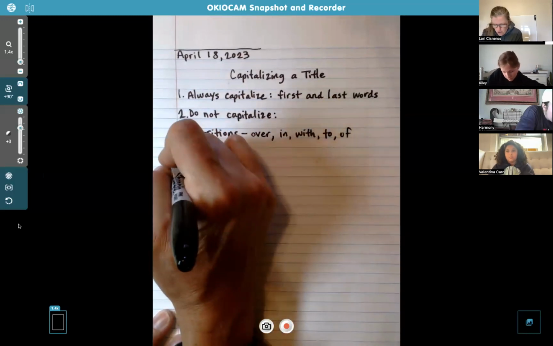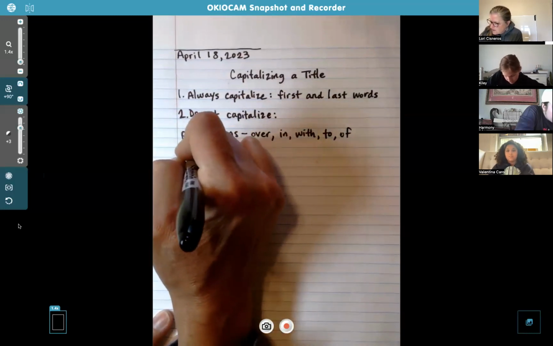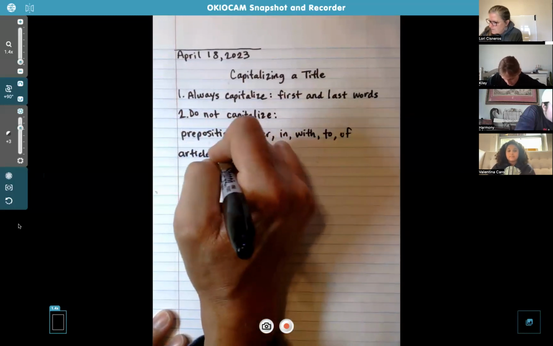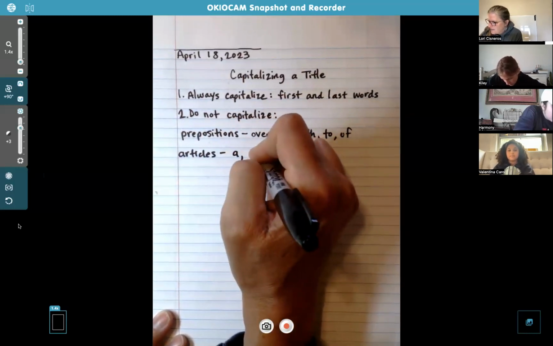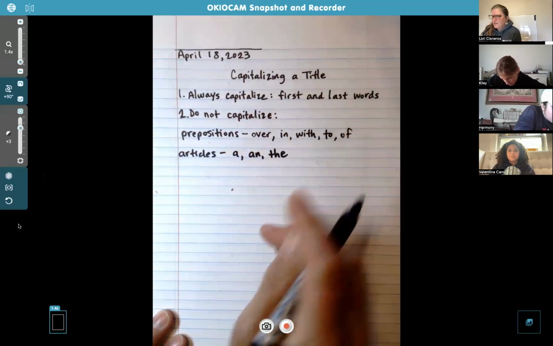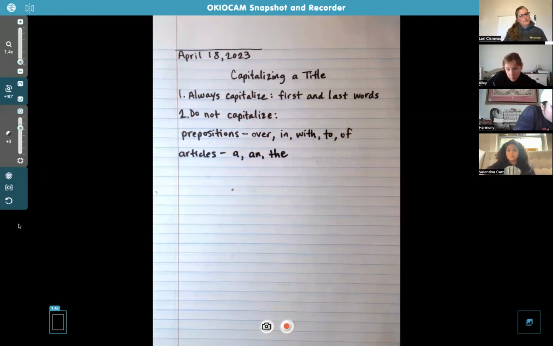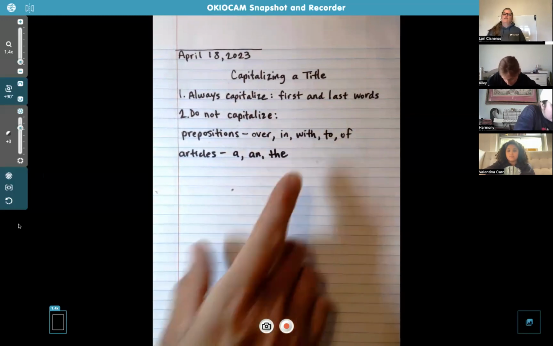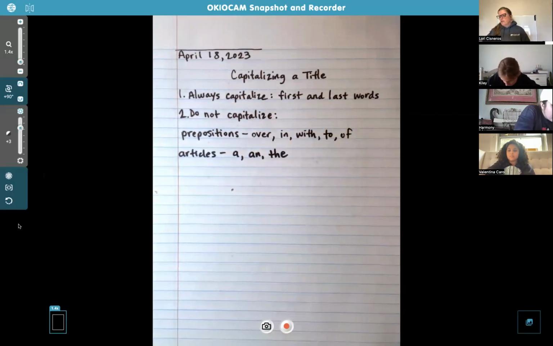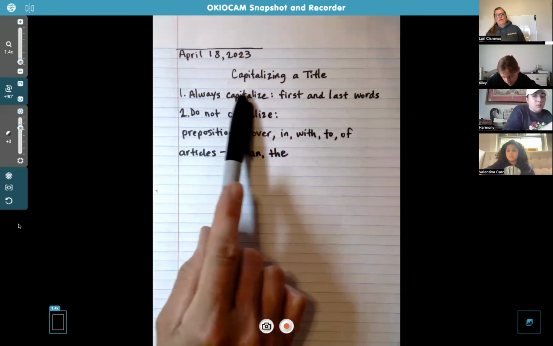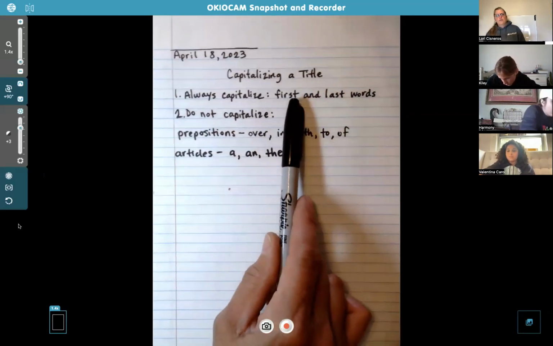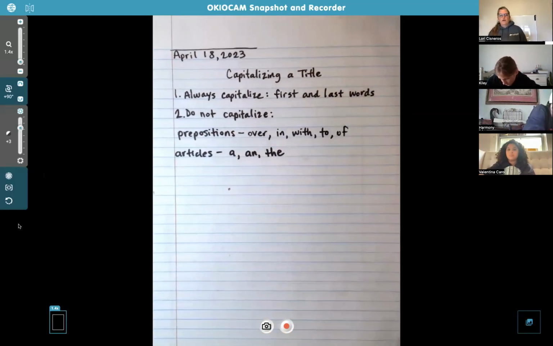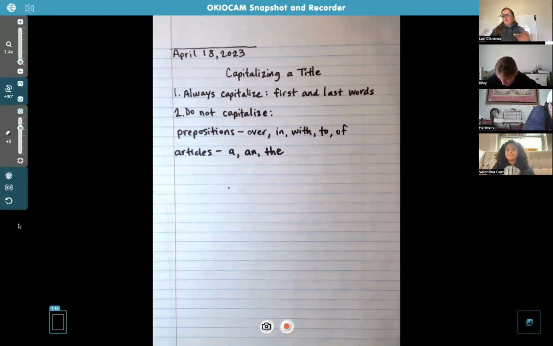And then articles, you guys know what those are from grammar. A and the, except if it's the first word. A lot of times they do use a or the in the first word of the title. That's why we have that as the number 1 rule. Always capitalize first and last words, no matter what they are. But if it's a, an, or the in the middle of the title, then you don't need to capitalize it.